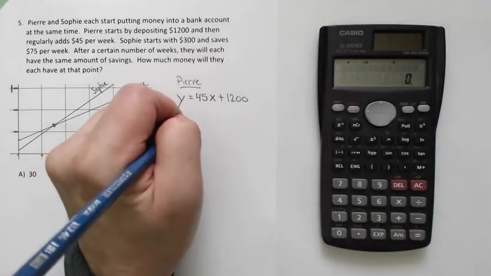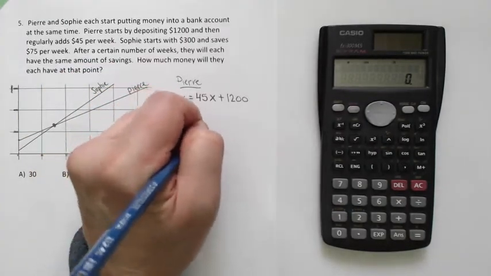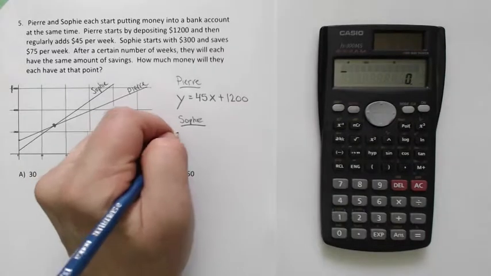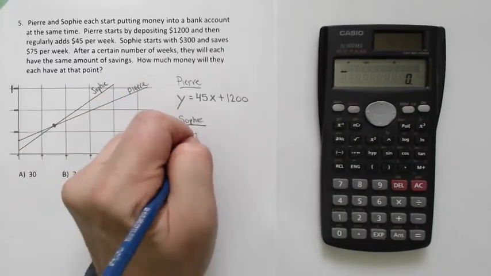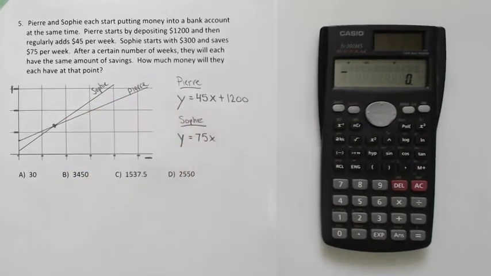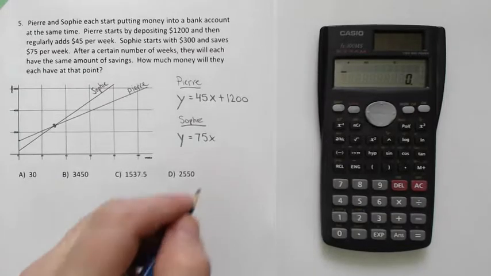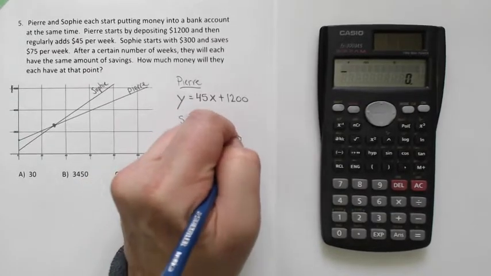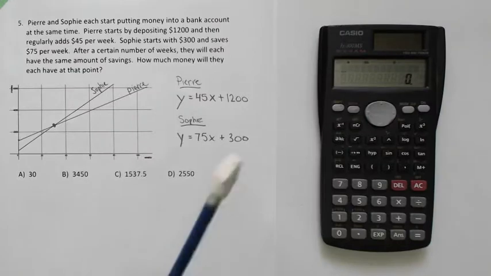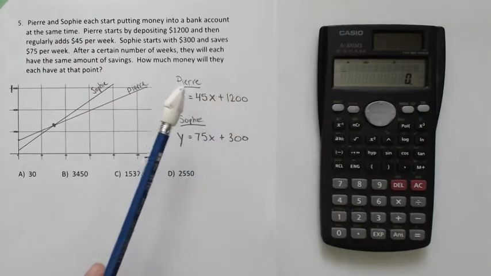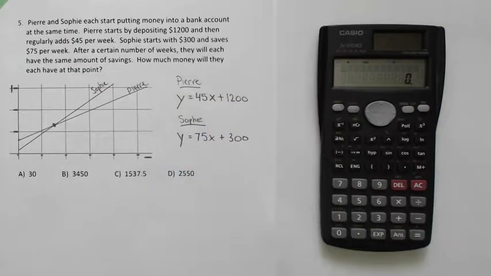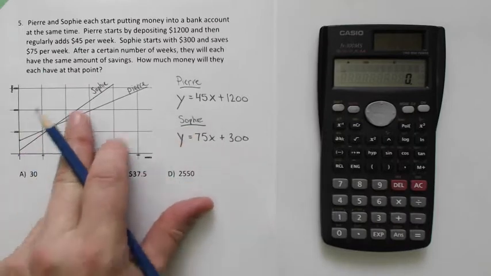Whereas Sophie starts out with less, right? But she saves more. 75x, $75 per week with an initial $300. So even though Pierre starts out with $900 more, you're going to see eventually Sophie passes him.